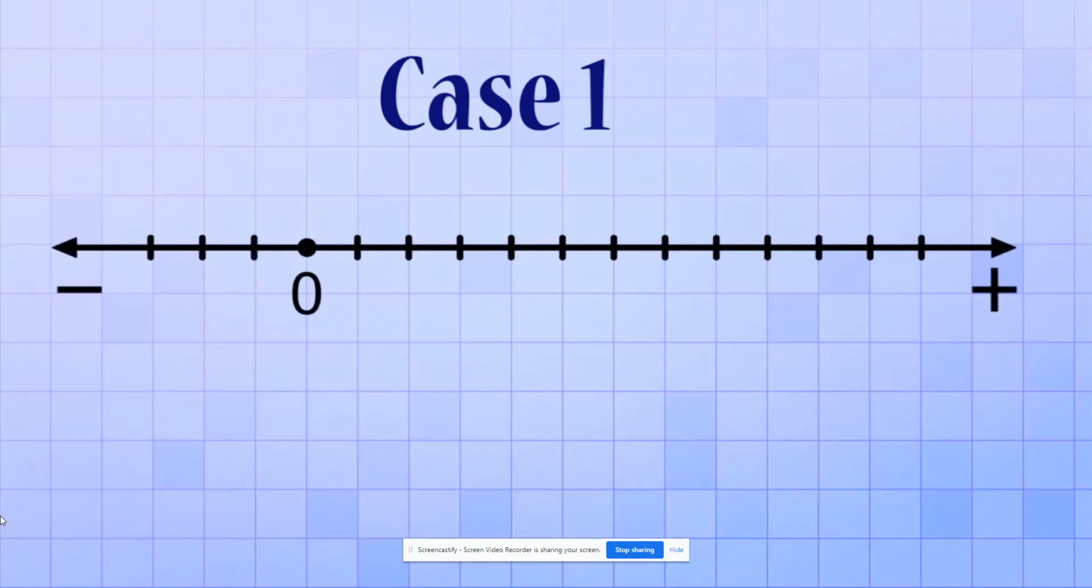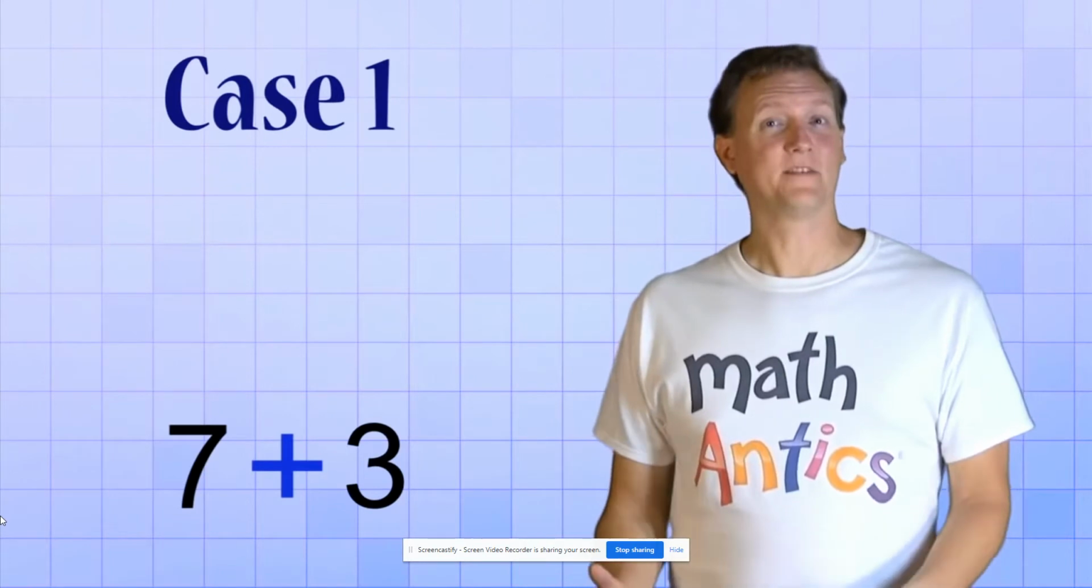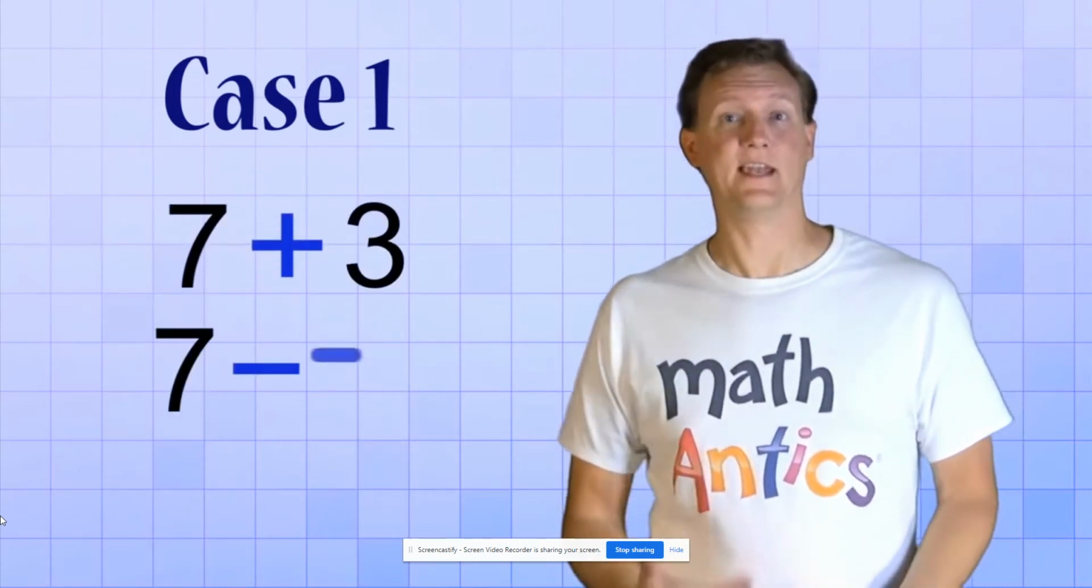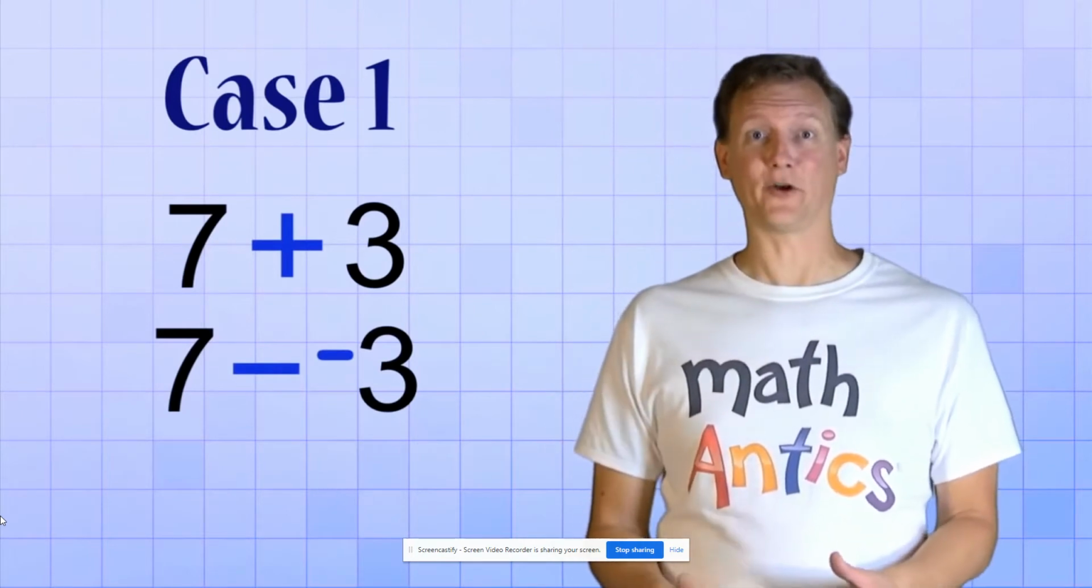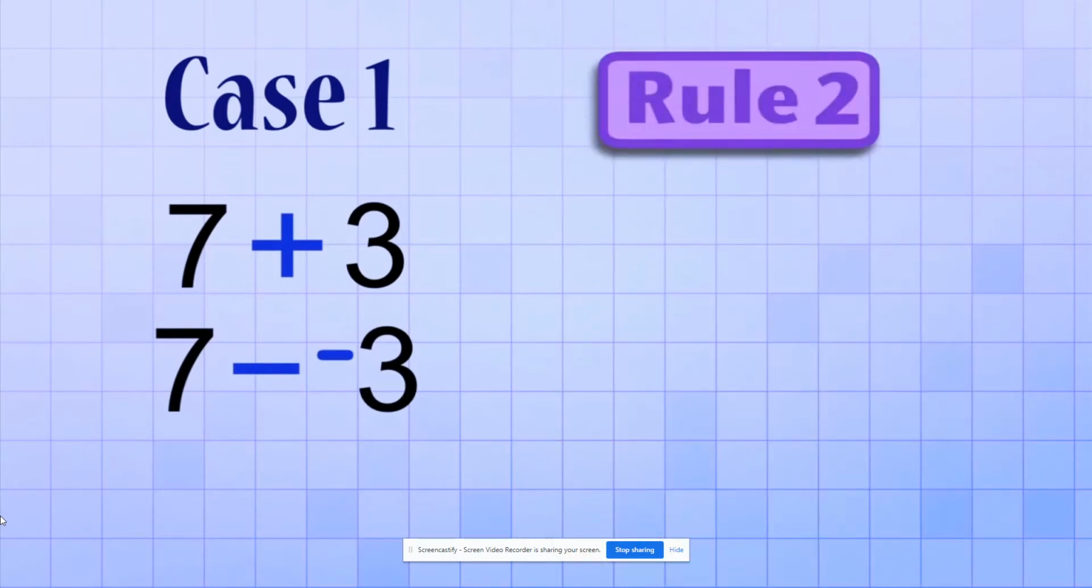For example, when you have the problem 7 plus 3, you're starting with positive 7 and you're making it more positive by adding positive 3 to it to get the answer of positive 10. But what if instead of 7 plus 3, you're given the problem 7 minus negative 3? That seems a lot harder, right? Well, if you remember rule number 2, it's not harder at all.